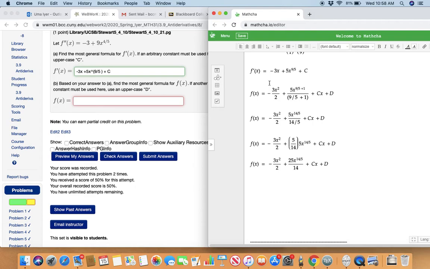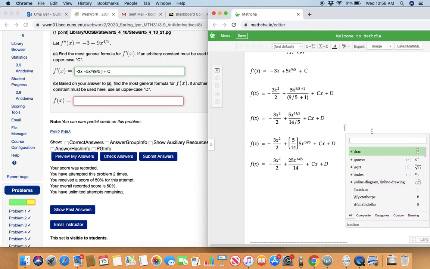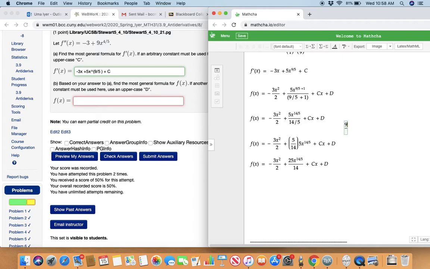Okay, so what is this guy? Now again, fraction 9 over 5 plus 1. Because the denominator is 5, I will write 1 as 5 over 5. This is fraction 14 over 5. Okay, that's what I'm using. So 9 over 5 plus 1 is 14 over 5.